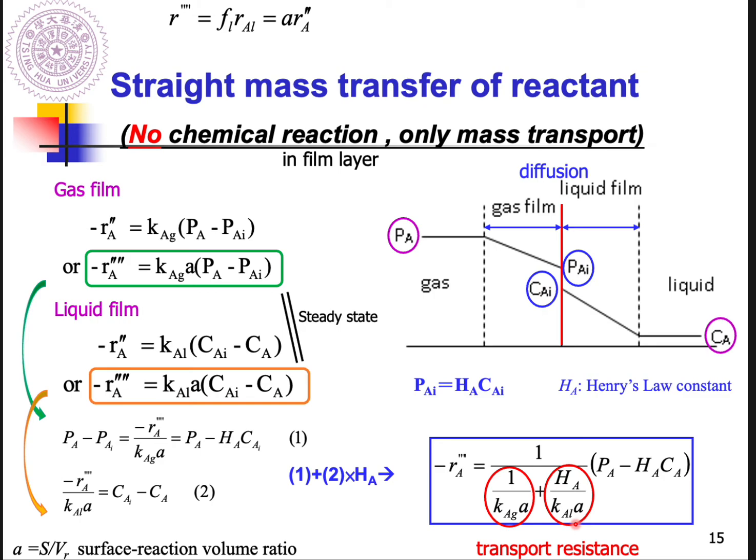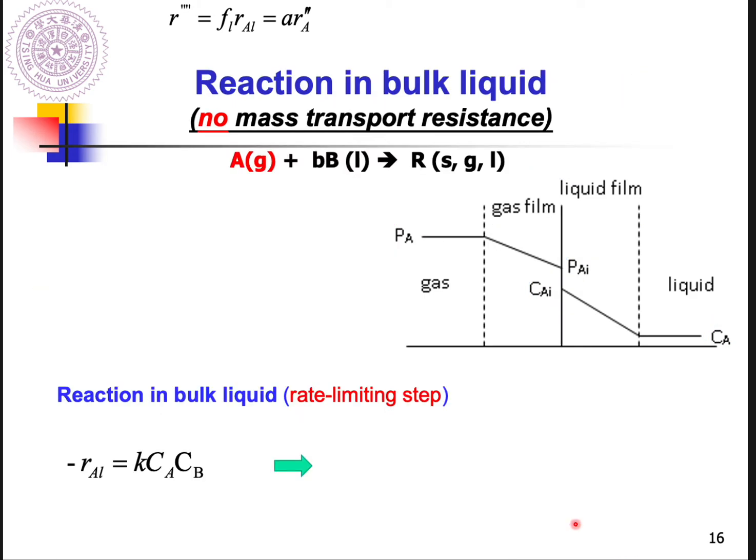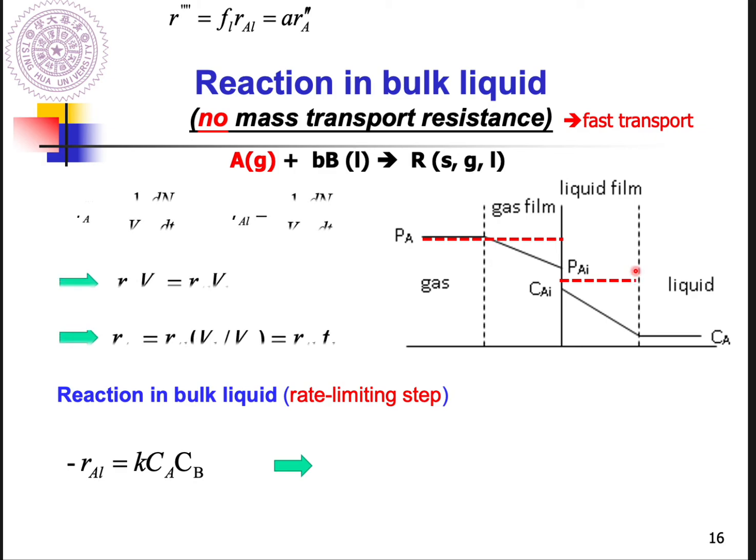Okay, so this is only mass transport in thin layer, no reaction. Next, we consider reaction in bulk liquid and no mass transport resistance. No resistance means transport is very fast. So that tells you the concentration remains constant in gas feed, and also in liquid feed. Based on this, you can also write the equation: the consumption rate per reaction volume, this is what we are interested in.